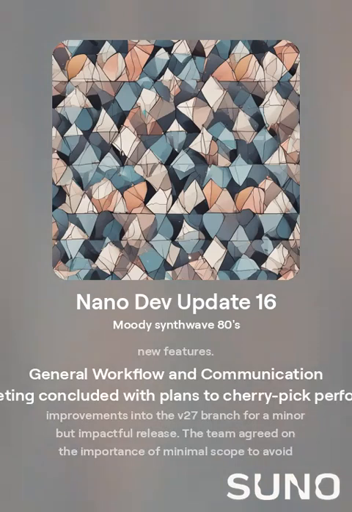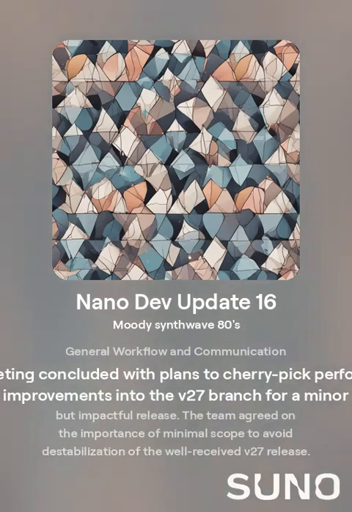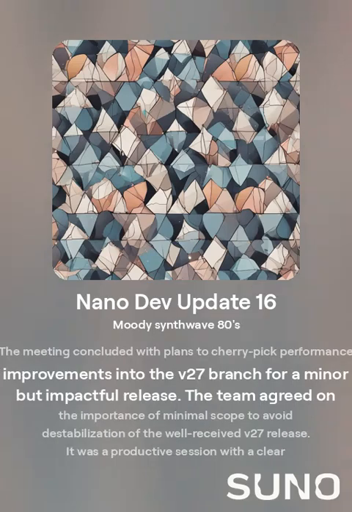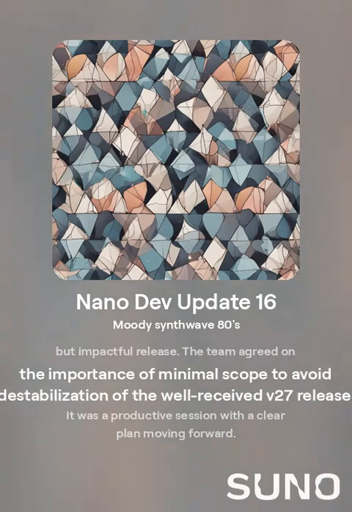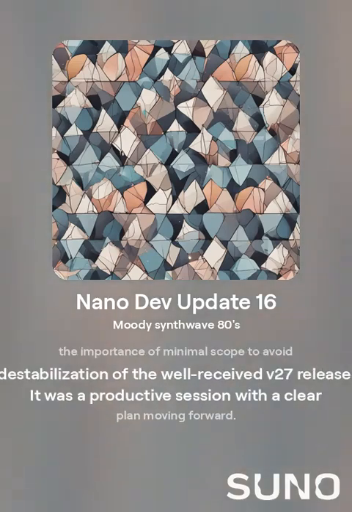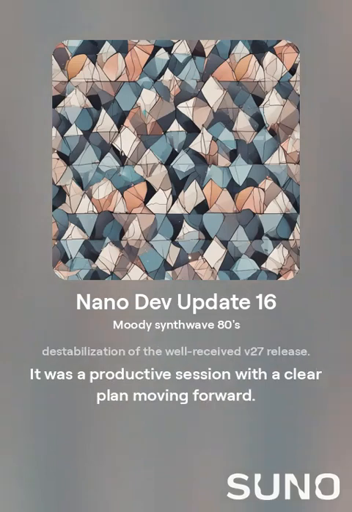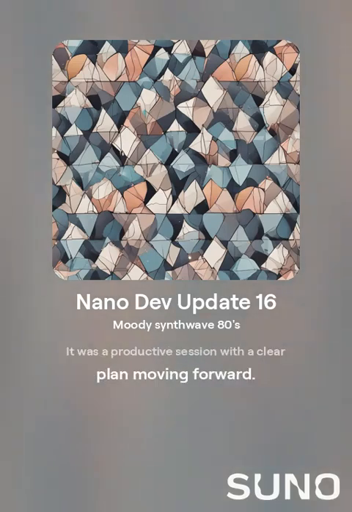General workflow and communication. The meeting concluded with plans to cherry-pick performance improvements into the v27 branch for a minor but impactful release. The team agreed on the importance of minimal scope to avoid destabilization of the well-received v27 release. It was a productive session with a clear plan moving forward.